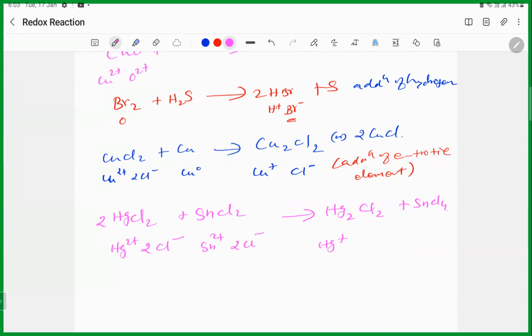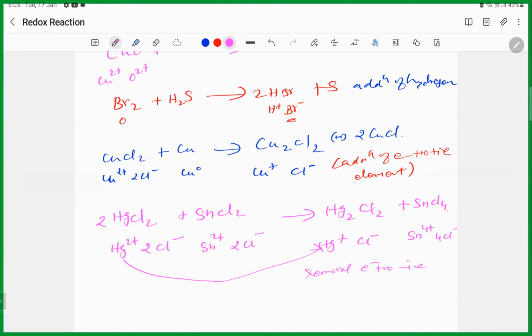Hg2+ plus Cl- gives Sn4+ and 4Cl-. Look at Hg2+ going to Hg+, so there is a decrease in the oxidation number. That is why it is called reduction. This is an example for removal of an electronegative element. Okay, so these are the simplest examples for reduction and oxidation.